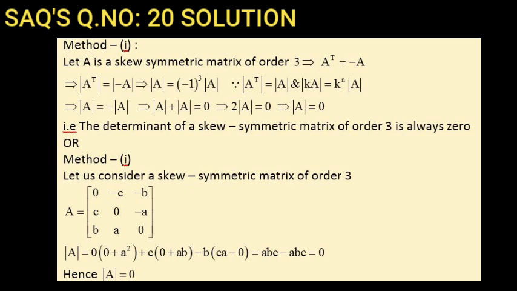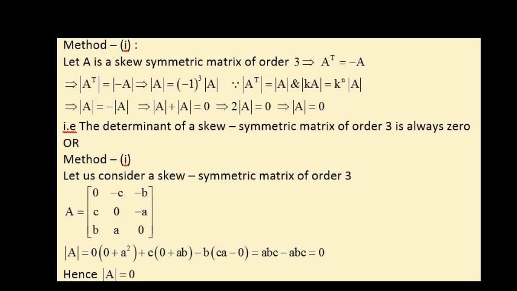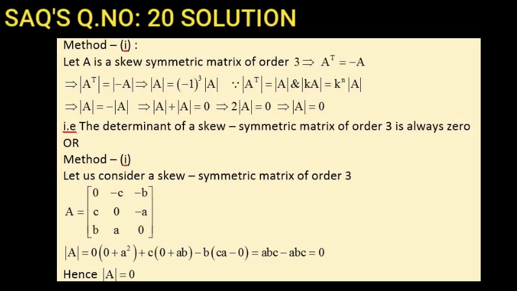Therefore, (-1)^3 into det A. Therefore, det A is equal to minus det A. Rearranging terms, we get 2 det A is equal to 0. Det A is equal to 0. Therefore, the determinant of a skew symmetric matrix of order 3 is always 0.